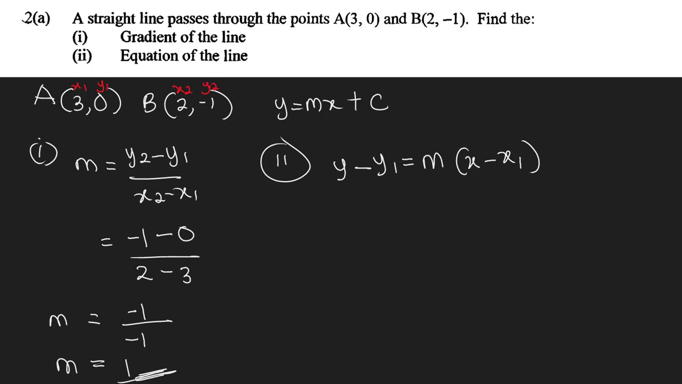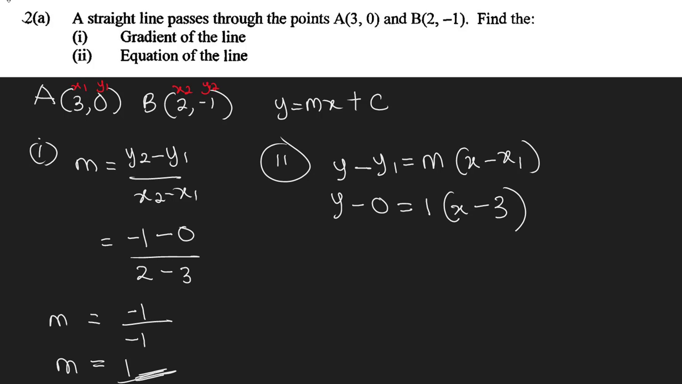That's the formula. And if you substitute it, since we have calculated our m, what is our y? We have y minus our y1, of course, is 0, right? So we have 0 here. Is equals to, what is our m? Our m has been calculated as 1, the gradient, right? So we have 1. Then open the bracket, which is multiplication. What is our x? We don't have x. Minus x1 is actually 3. So we have 3. Close the bracket.